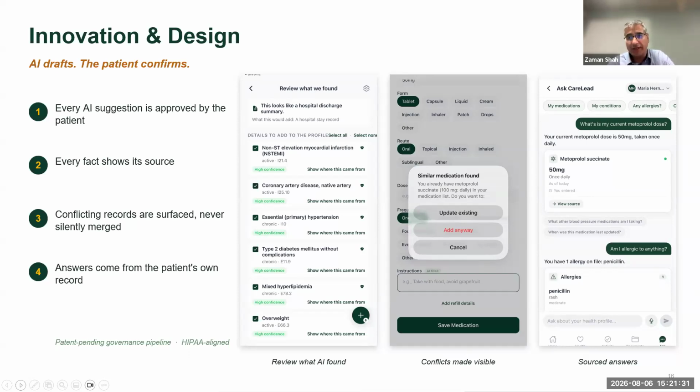And the last thing here is, when you ask a question from CareLead, the information actually comes from your own confirmed record with a traceable source. So, for example, for a medication, you can see whether it came from a discharge summary or whether the patient added it, whatever the case may be. Now, the pipeline behind all of this is patent pending and the platform is HIPAA aligned. But I think the important thing is the principle fits in one single line, and that is: AI drafts, the patient confirms. Next slide, please.